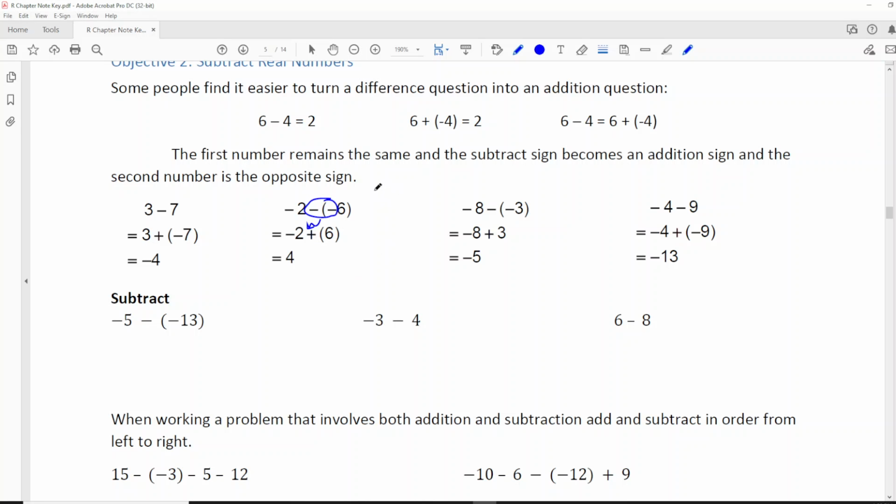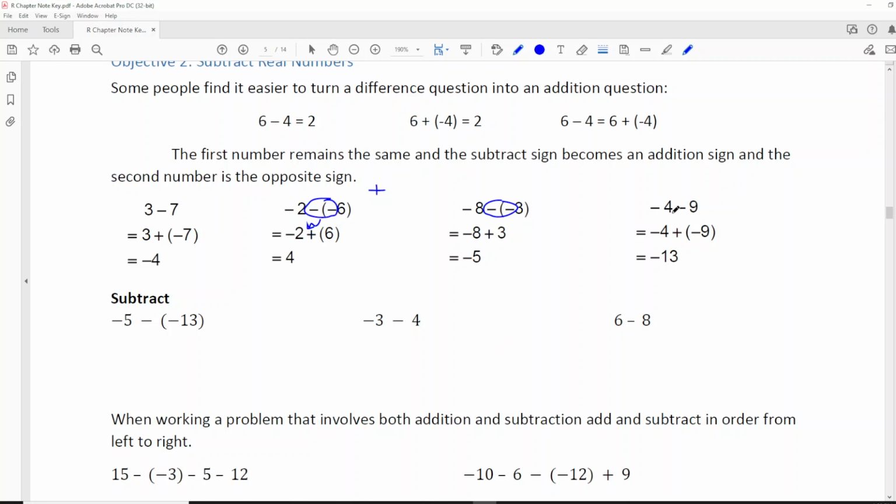So the way I think of it is minus minus makes a plus sign. So if you have a negative times a negative, it's positive. That's another way of thinking of it. But in reality here, we've got -2 plus 6, which gives me 4. Same thing here, I would take my 2 negatives and make it an addition. -8 plus 3 is -5.